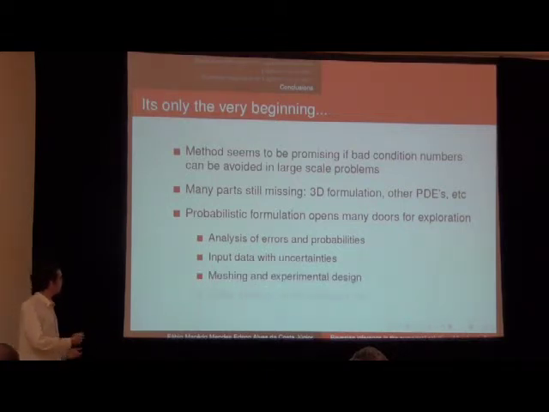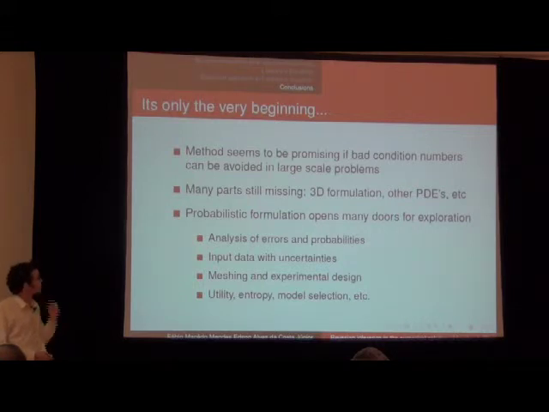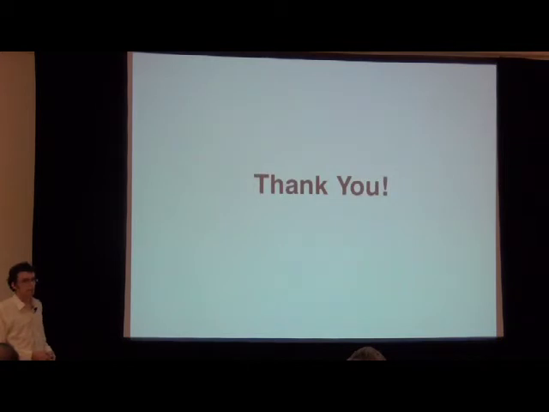And there are other questions too, like we can explore utility entropy, trying to create a better discretization of the boundaries using, for instance, Bayesian experimental design. There are a lot of things we can try to explore using this method. So that's it. Thank you.